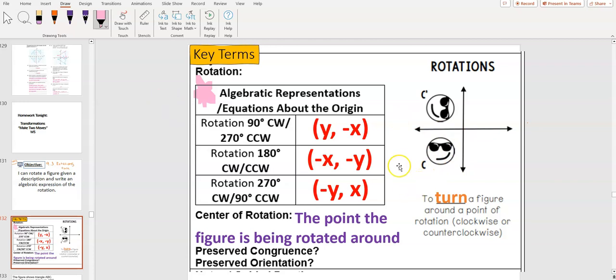Okay, so we're going to start by going over a rotation. So a rotation is a turn, and we are turning around a point of rotation. That point of rotation is almost always going to be the origin. Okay, in 8th grade, we rotate about the origin. In geometry in high school, you might learn how to rotate around different points, but for now we're going to rotate around the origin, okay?